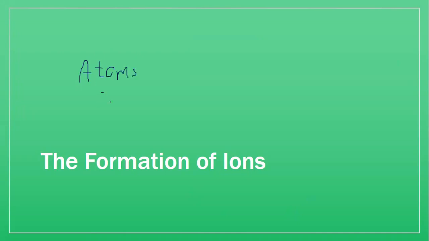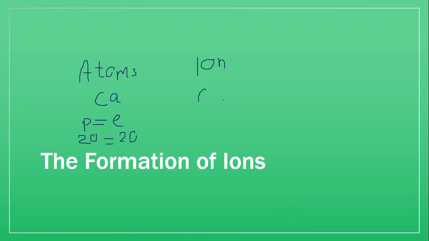for example, a calcium atom. In a calcium atom, the protons are equal to the electrons. If calcium has 20 protons, it would have 20 electrons. But what is an ion? An ion is formed by either gaining or losing electrons.